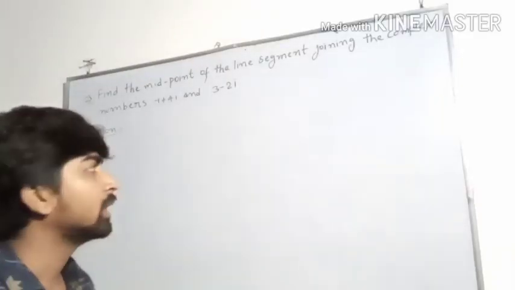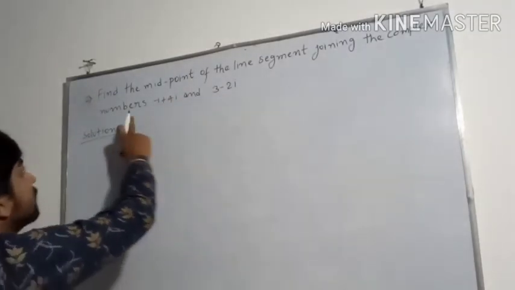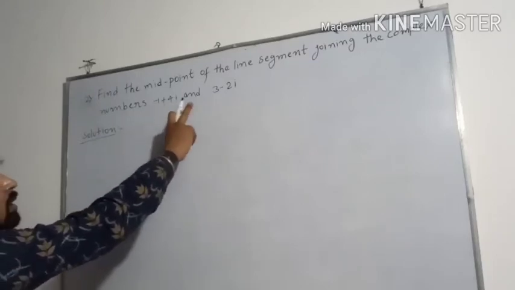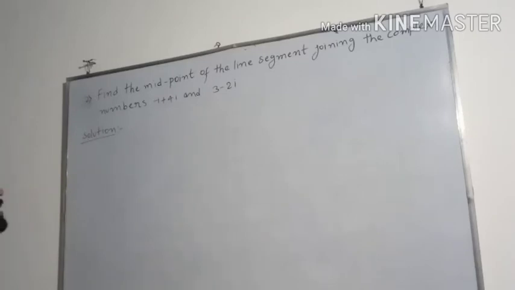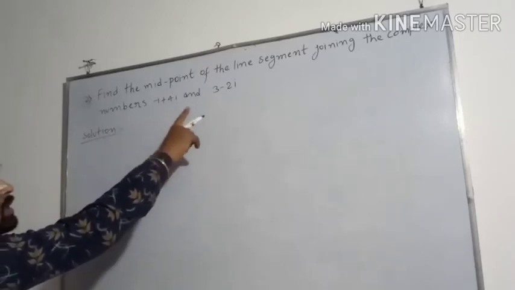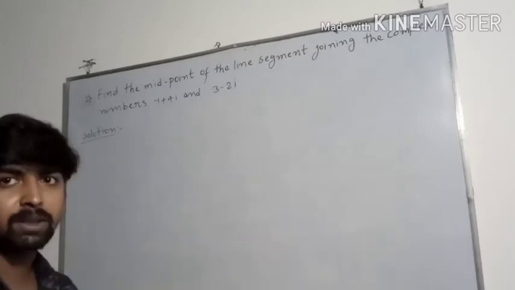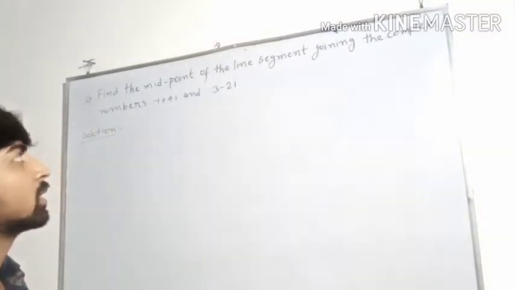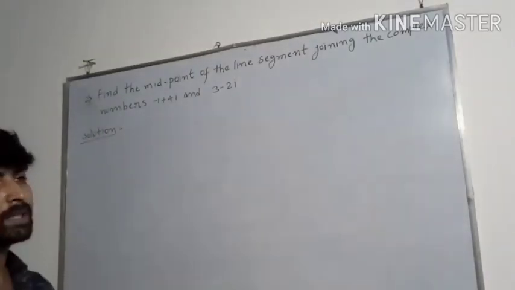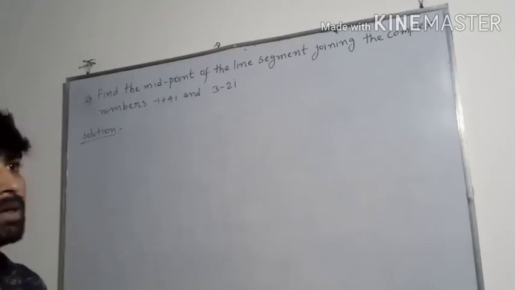We have another question, that is, find the midpoint of the line segment joining the complex numbers minus 1 plus 4i and 3 minus 2i. Students, there are two complex numbers minus 1 plus 4i and 3 minus 2i, and we have to find the midpoint of the line segment joining the given complex numbers. This is very simple to solve. First of all, we have to find the corresponding points to the given complex numbers, and then the midpoint of the line segment joining the points.